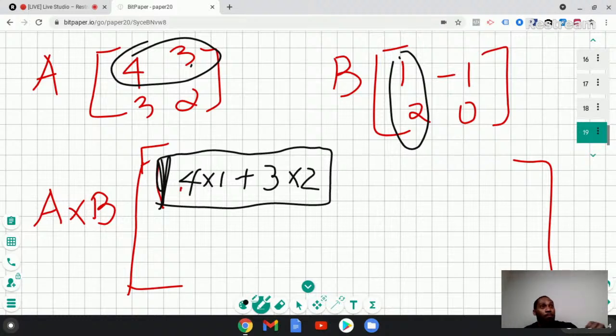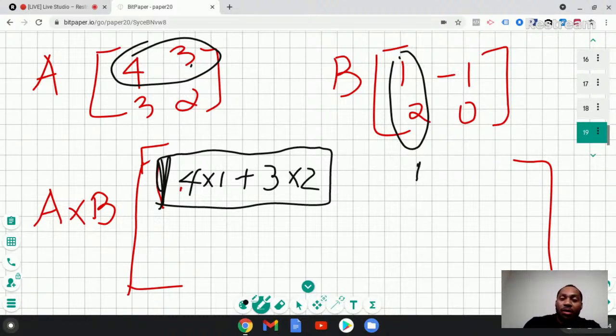So let me repeat. If I want the element of the result that's going to be in the first row, first column, all I have to do is take the first row of the first matrix and do a dot product with the first column of the second matrix. And that should do it for this one. Now, this entry is fine. Now, let's go to the second entry here.